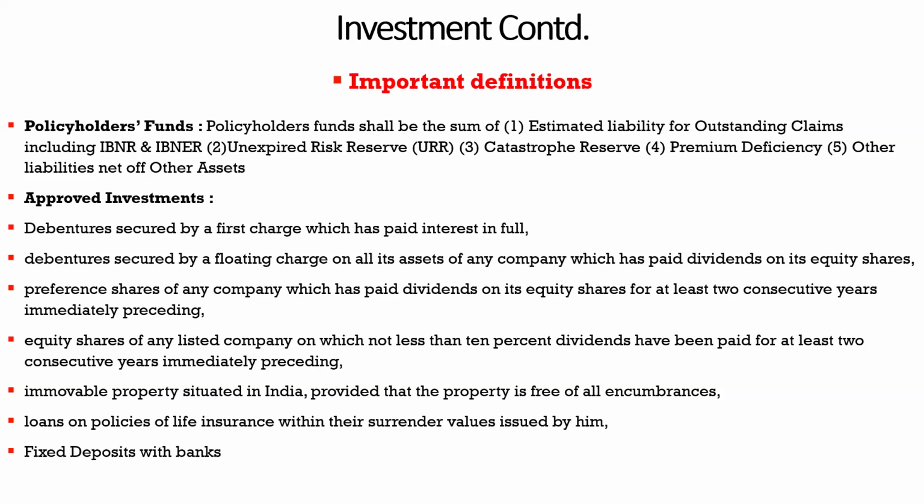So that is an approved investment. Then there are debentures secured by floating charge on the assets of a company which has paid dividends on equity shares. If debentures are secured by floating charge, it means they will rank proportionately with other liabilities.